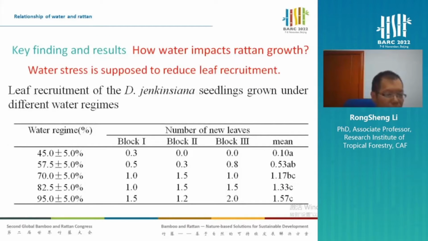Global deforestation and climate change also impact rattan growth. My studies show that water stress reduced rattan growth in the following indices. First is leaf recruitment. As the table shows, for seedlings of Daemonorops jenkinsiana, leaf recruitment decreased significantly when soil moisture content is less than 57% of saturated soil moisture content.